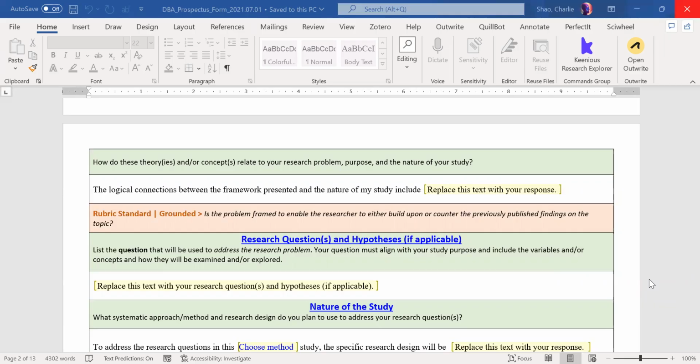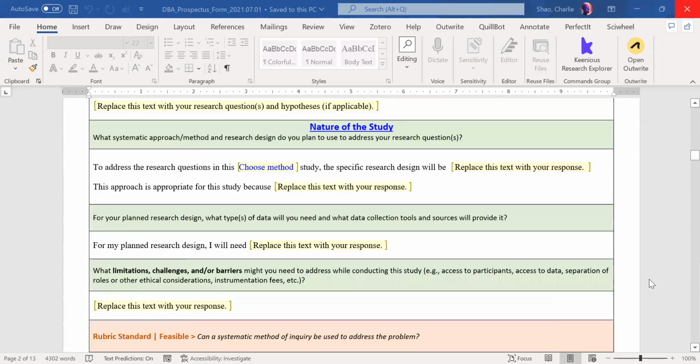Make certain that the specific business problem, purpose statement, and research question wording align. Null and alternative hypotheses must be presented in a quantitative study. In nature of the study, select research method and specify research design. For secondary data analysis, research design is non-experimental.